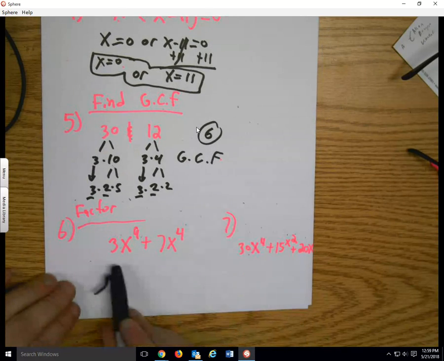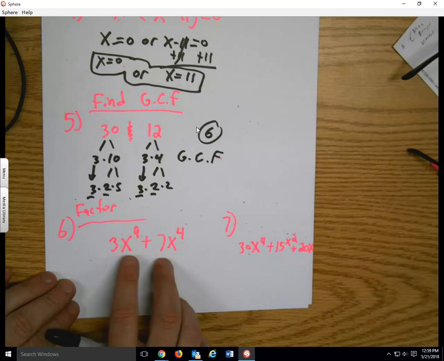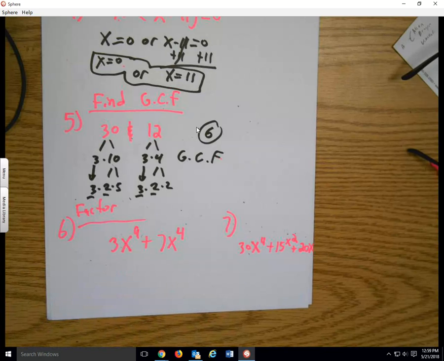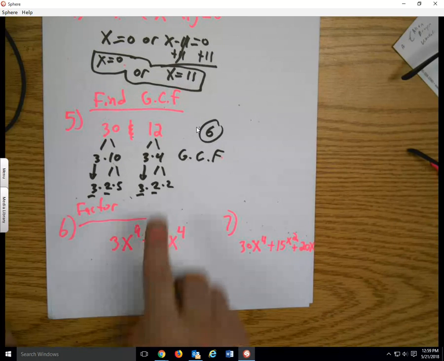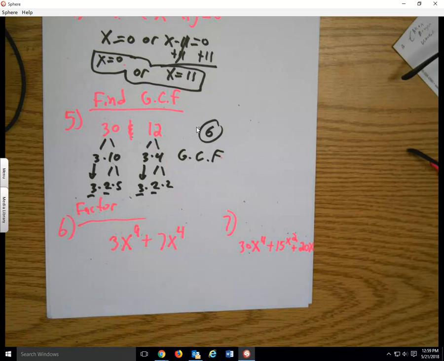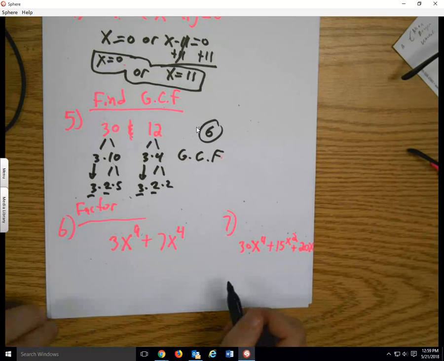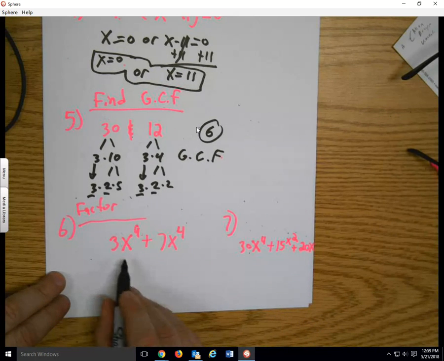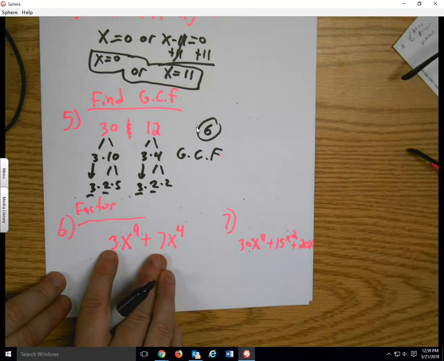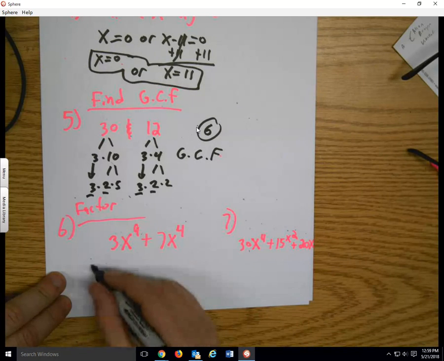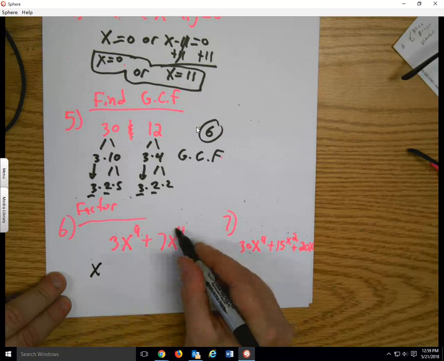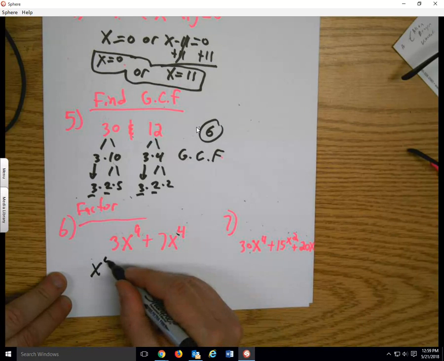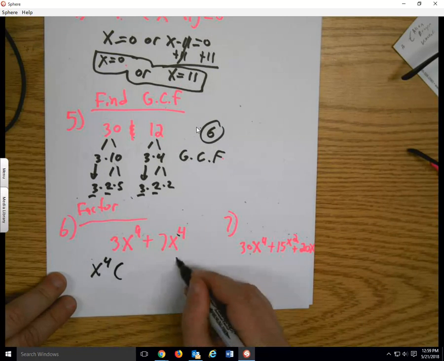So looking at this one, it's a binomial because there's two terms. How would we factor it? Well, if there's not a negative in between, the only way to factor is the greatest common factor. That should always be your first step. Is there a greatest common factor? There's not a coefficient that can go into both, but they both have an x in common. And remember, you always want to take it out to the smallest power listed. Then you just divide.